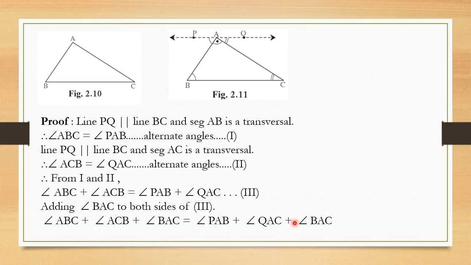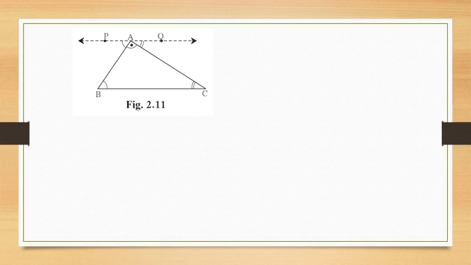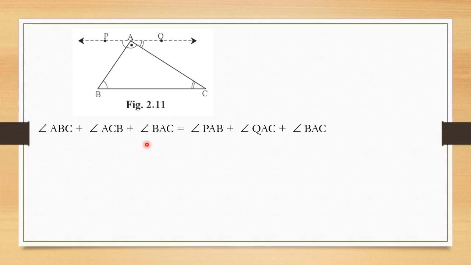Now I am going to take this BAC part beside PAB. I am going to keep the same figure and let us see what will happen. I am going to keep the LHS here only, on the same side, and on the RHS I am going to take this BAC near to PAB. So see what I'll get: angle PAB plus BAC, and QAC. Just what I have done, I have taken this BAC beside PAB.